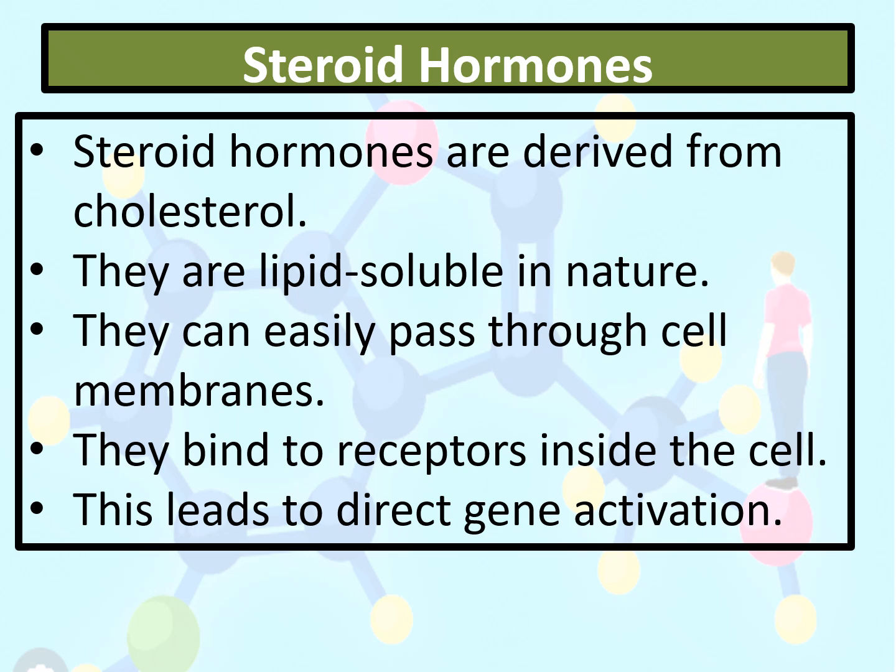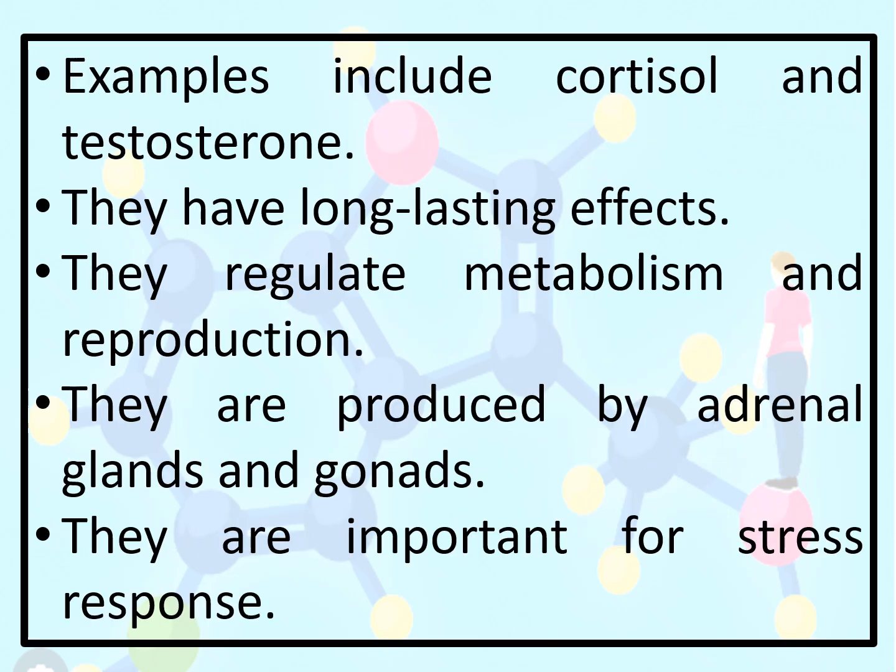Whereas in the case of steroid hormones, since these are lipid soluble, they can easily pass through the cell membrane. And here inside the cell, they bind to the receptors. And this leads to direct gene activation. Examples of steroid hormones are cortisol and testosterone. They have long lasting effects, whereas insulin and glucagon, the peptide hormones, are quick and short duration hormones, whereas these have long lasting effects.